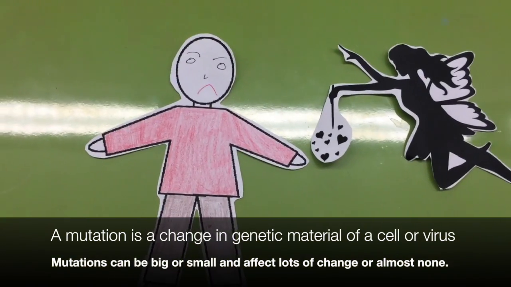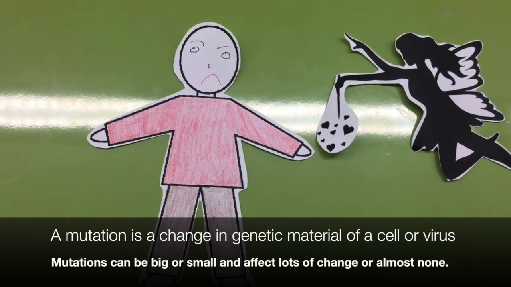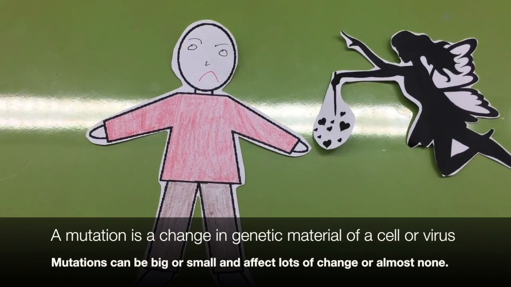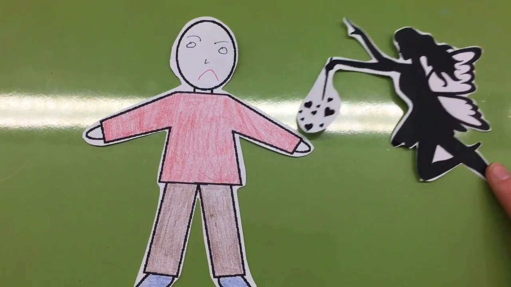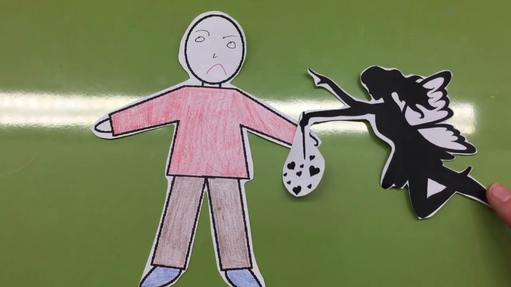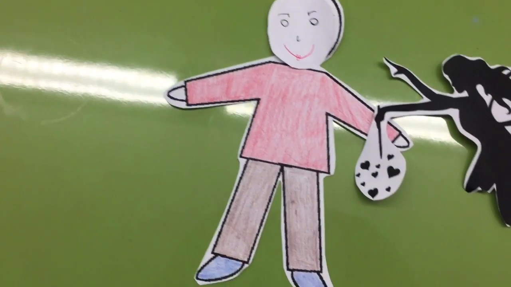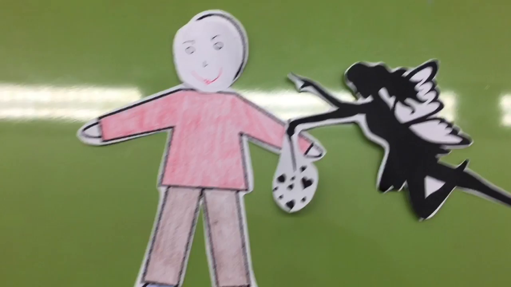A mutation is a change in genetic material of a cell or a virus. A mutation can be big or small and affect lots of change or almost none. And mutations can occur at any point during DNA replication. Thank you, biology fairy. Are there multiple types of mutation?